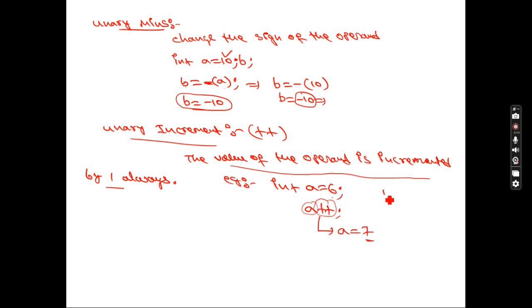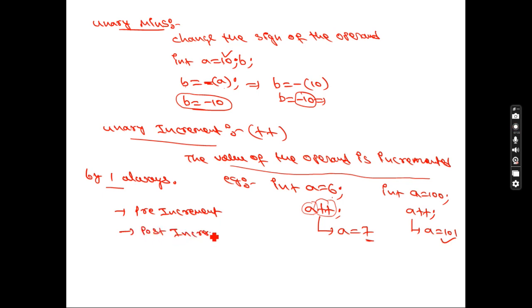Suppose one more example, if I write int a equal to 100 and then do a plus plus, after this line the value of a will become what? 101. So every time the plus plus will increment the value of the variable by 1. So that is the meaning of unary increment. It is of two types. Unary increment is of how many types? Two types. Pre-increment, and the next one is post-increment.